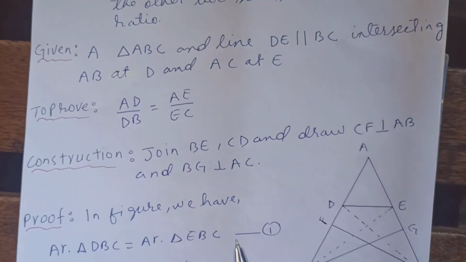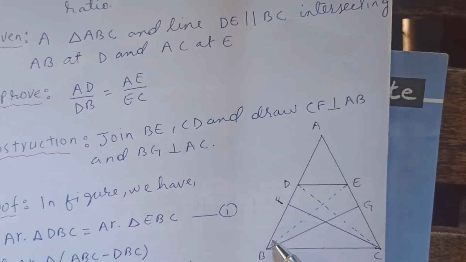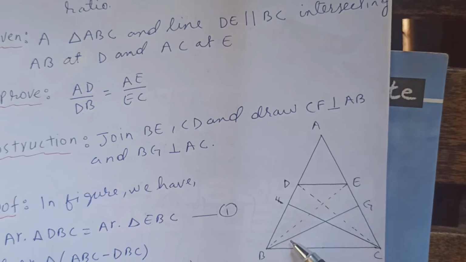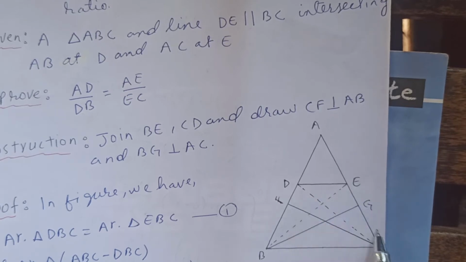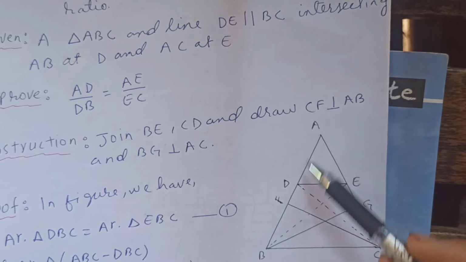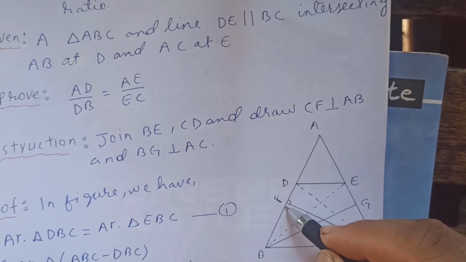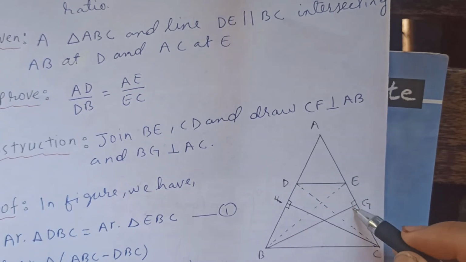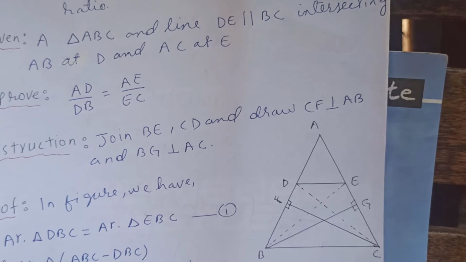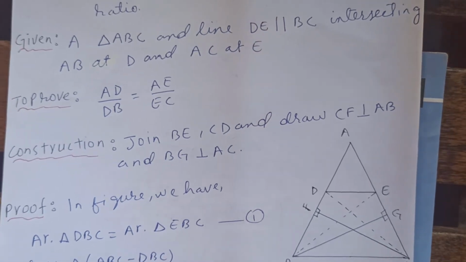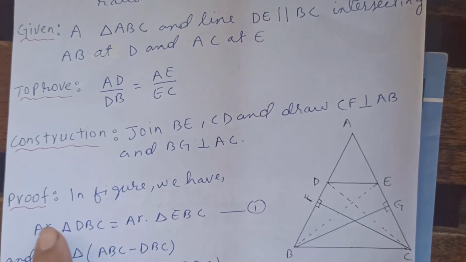So construction. Now I join BE, this dotted line, and CD, and then draw CF perpendicular to this AB. Perpendicular means it makes 90 degrees here, and here also 90 degrees. So now in this figure we have that. Now we are trying to prove.